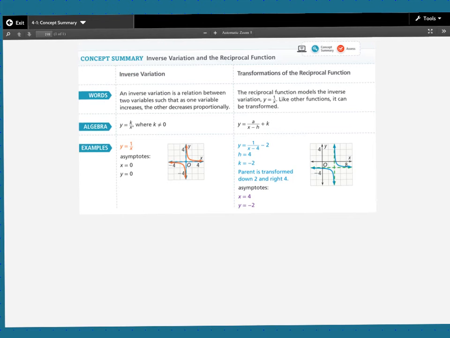Here's a revisit of what we did in this unit. We reviewed y equals k over x, where k doesn't equal 0. That's the inverse function. And the transformation of it is y equals a over x minus h plus k. k is the vertical shift, and h is the horizontal shift. Okay, and here is the parent function, and here is an example of the transformation of the reciprocal function.